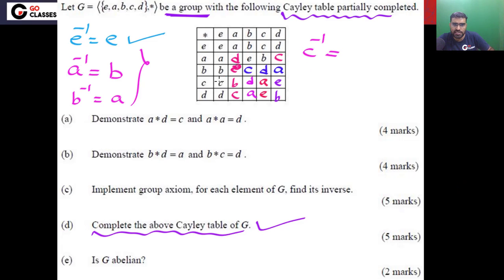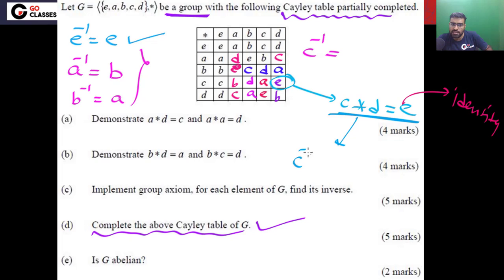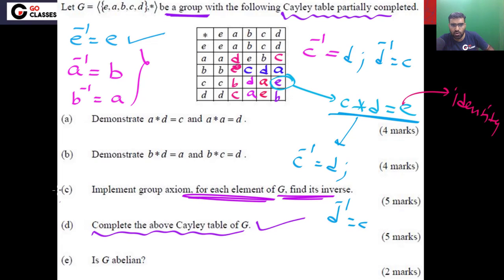If you want to find C inverse, then you check this entry E. Now this entry is telling you that C star D is equal to the identity element. So from this equation you can easily notice that C inverse is D and D inverse is C. So this is the answer. For every element we found the inverse, so this is also correct. All these questions we have done.